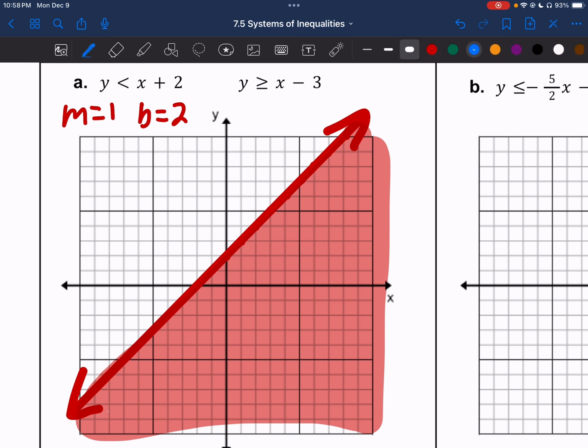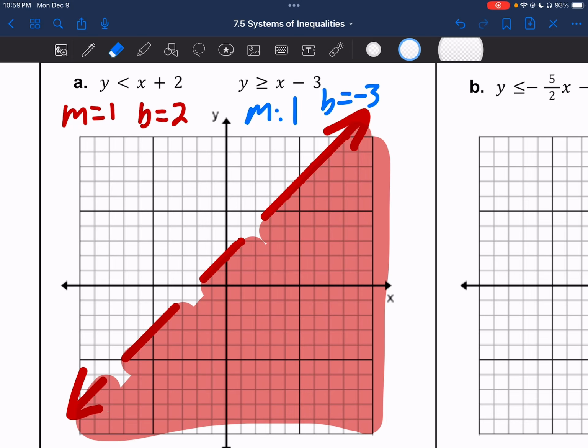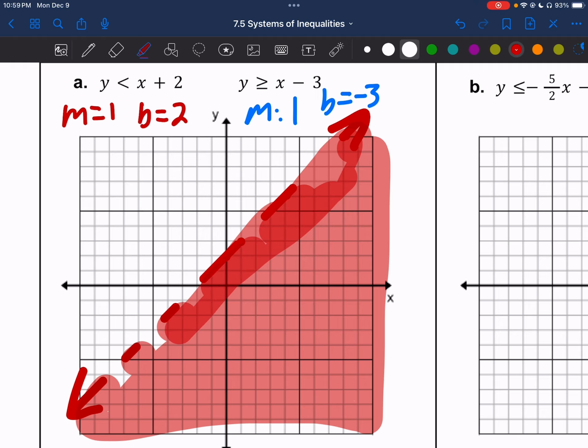My second inequality, my slope is 1. My y-intercept is negative 3. Ooh, we've got parallel lines here. And we also need to point out that the red one was less than or equal to, so it's going to be a dashed line. All right. And I'll fix up some of that shading right there along the line. All right, so now this is a dashed line, and we need to figure out what is going to happen here.